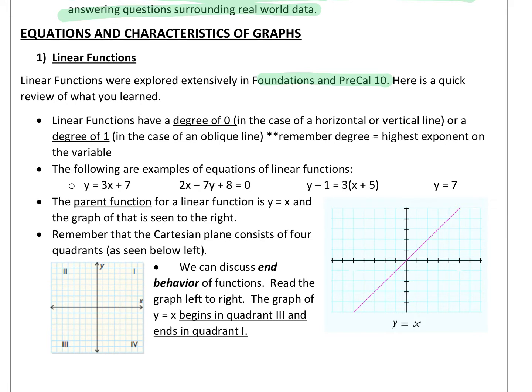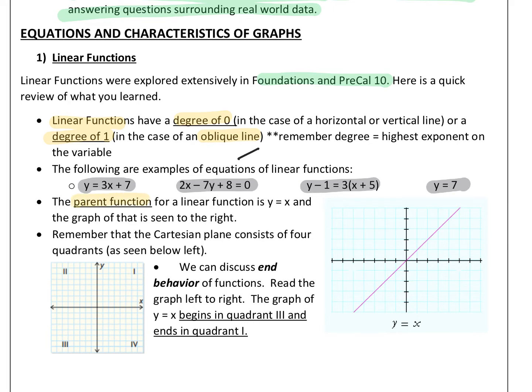Essentially, a linear function has a degree of 0 in the case of a horizontal or a vertical line, but most often a degree of 1, which happens whenever you have an oblique line. So oblique means like a slanted line. Remember that what degree means is the highest exponent on the variable. So when you have equations of linear functions, you have to have both an x and a y, and both of them have exponents of 1. So these are all examples of linear functions.